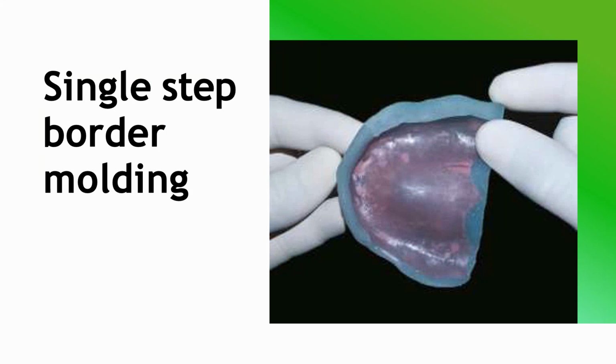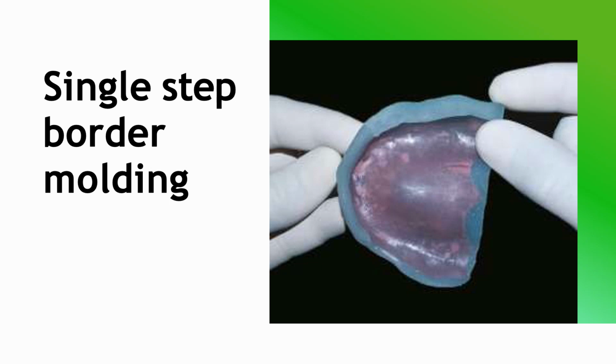Previously we saw how border molding was done in a segment wise fashion. In contrast, border molding can also be done in a single step with the help of polyether material or with the help of putty material. Now when we do it in a single step fashion, the doctor has to be really experienced to record all the details properly, because if there are any corrections with these elastomers, they cannot be corrected, and if there are any imperfections, it has to be discarded and remade again.